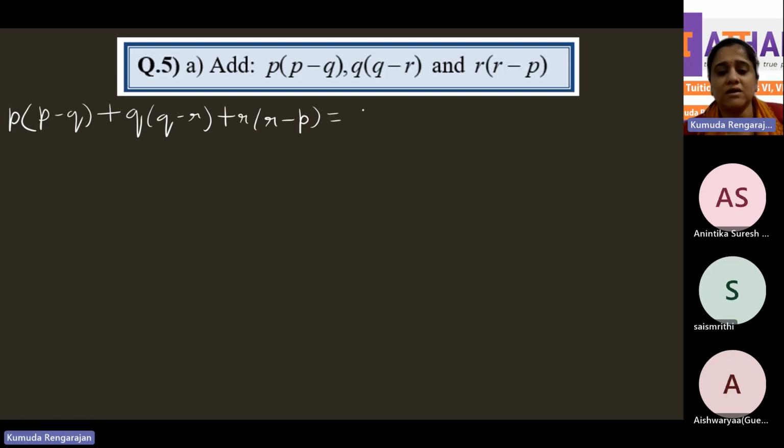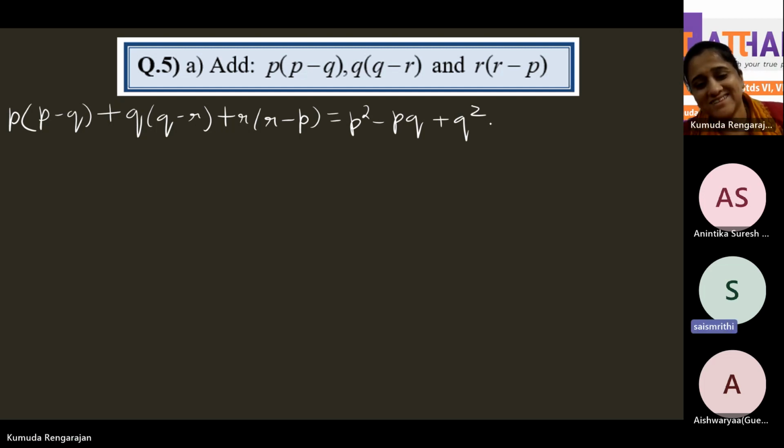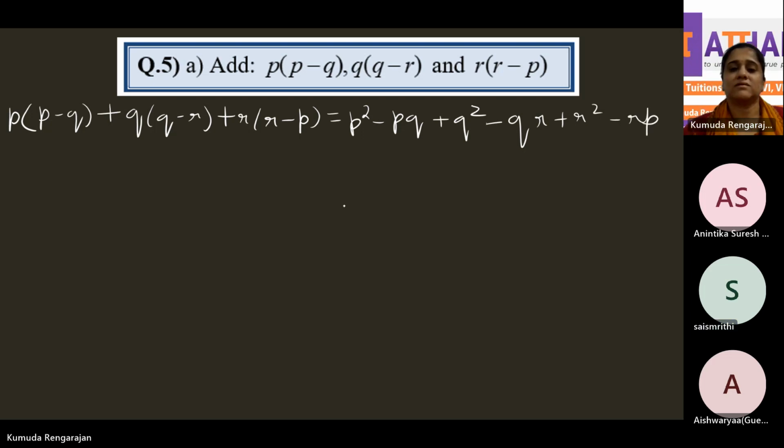Okay, now, ma'am, P square minus P cube plus Q square minus QR plus R square minus RP. Do you find like terms to be simplified further? No, ma'am. So that's the result. This is the answer.